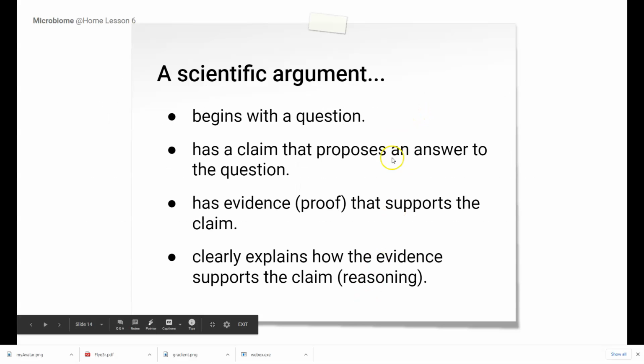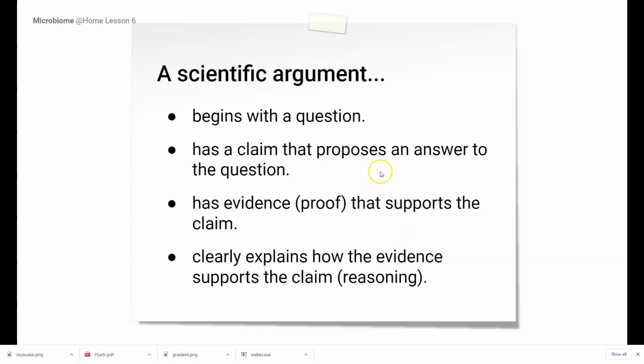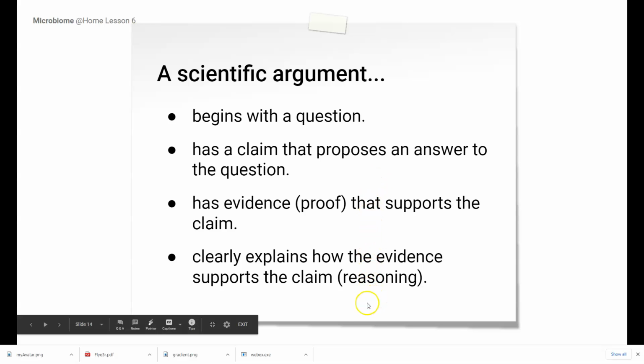All right, so here are all the things that a scientific argument does. It begins with a question. It has a claim that proposes an answer. It has evidence, and it supports the evidence with reasoning. So we're going to go ahead. I want you to write this down in your notes.